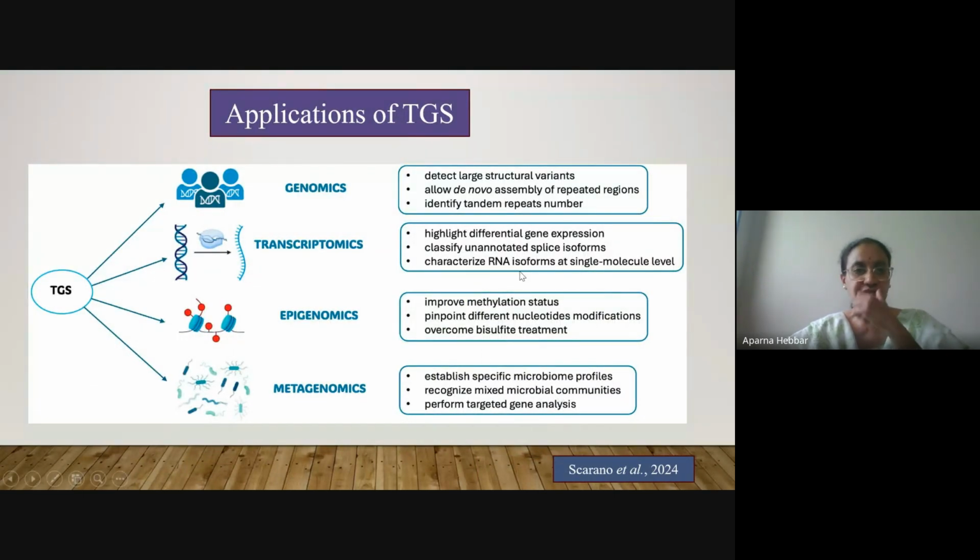Coming to the applications of TGS, it is used in genomics to detect large structural variants and for de novo assembly of repeated regions to identify tandem repeat number. Coming to transcriptomics, differential expression is studied here. Then annotated splice isoforms can be identified, and RNA isoforms characterized at the single molecule level. Epigenomics improves methylation status detection and overcomes bisulfite treatment to analyze the epigenomic or methylation pattern. Then metagenomics establishes specific microbiome profiles, recognizes mixed microbial communities, and performs targeted gene analysis.